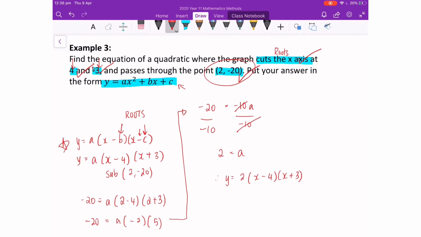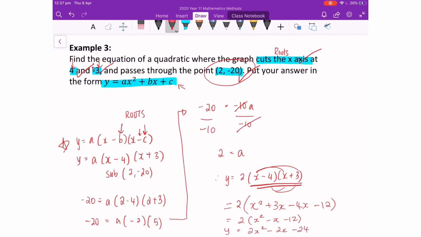So I'm going to use this final rule that I found out, and I'm going to expand it to find my answer in general form. So let's have a look. I'm going to expand this here, doing maybe FOIL, or maybe just the typical crab claws, I don't know. I'm going to have 2, and I'll put a bracket in there, x squared plus 3x, take 4x, take 12, equals 2, x squared, take x, take 12. Now let's expand that out. 2x squared, take 2x, take 24. And that is my final answer.